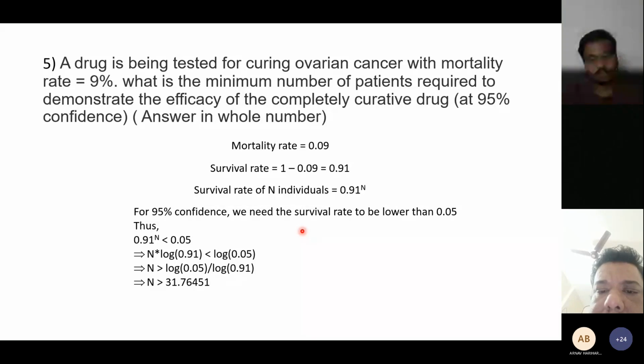Let's say we have n number of individuals. The survival rate here will be less than 0.05. So the rate of death will be greater than 95%. Okay, sir. Okay, good. Yeah, that part you understand, right?